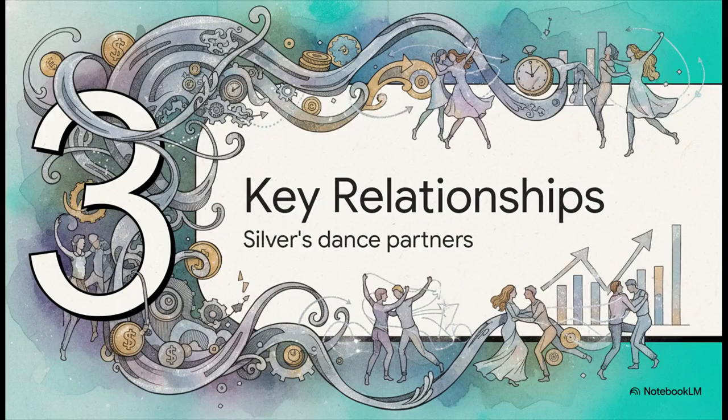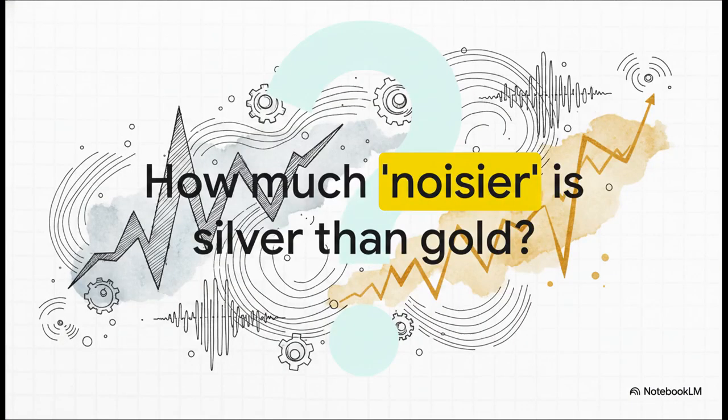Okay, so we've got our framework down. Now let's actually put it to work. Let's take a look at who silver tends to move with in the market. Who are its key, let's call them dance partners, when you look at all that long-run historical data. But first, to kind of set the stage, let me ask you this. We all hear that silver is way more volatile than gold, right? But how much more? What does the data actually say about how much wilder its personality is?